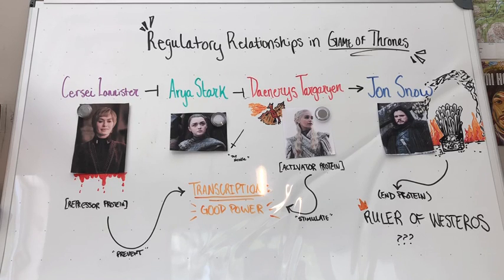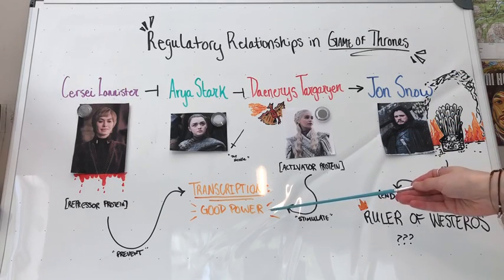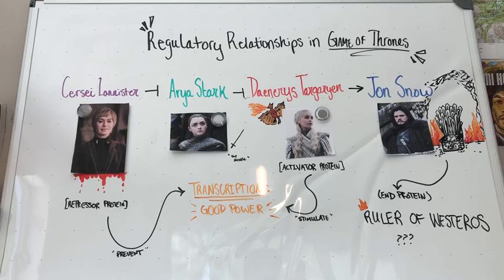Let's look at an example of an activate versus repress regulatory relationship. This is another way of showing positive versus negative control. Positive control is another way of describing the activated regulatory protein. Positive control occurs when the protein binds to DNA to stimulate transcription. In our example, think of Daenerys Targaryen as our positive activator protein. Transcription will be the idea of good power. We can think of good power as treating people with kindness and mercy, abolishing slavery, and maintaining positive growth.